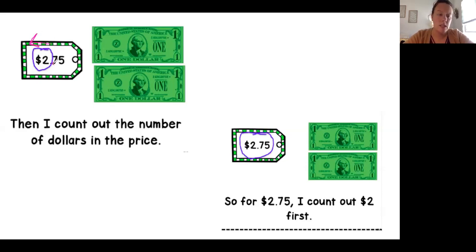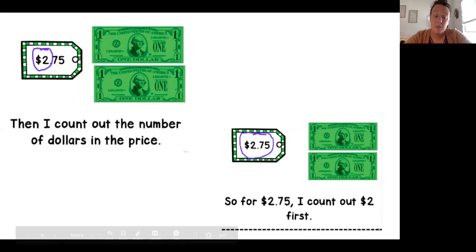So if this is the decimal point, we read it as $2.75. We're not going to worry about the 75 cents right now, okay? We're going to worry about just the dollar amount. So we've circled 2. So we know that for $2.75, we first need to count out the $2, okay? So easy peasy. We count out our $2 because that is the dollar amount in the price.